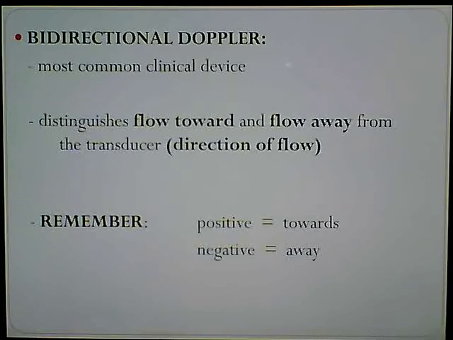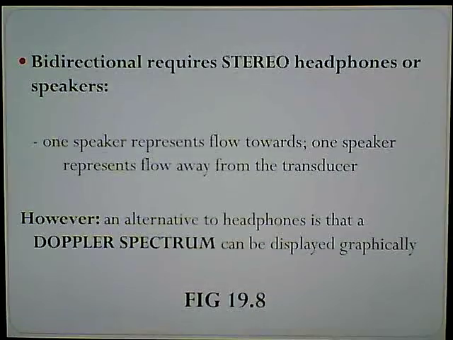Bidirectional Doppler, the most common clinical device. This distinguishes flow toward and flow away from the transducer. It has a direction of flow. Remember, positive is towards, negative is away. So it's bidirectional, towards and away, two directions. It's defining that for us.